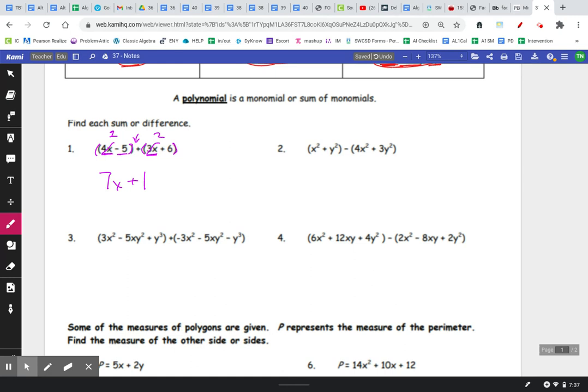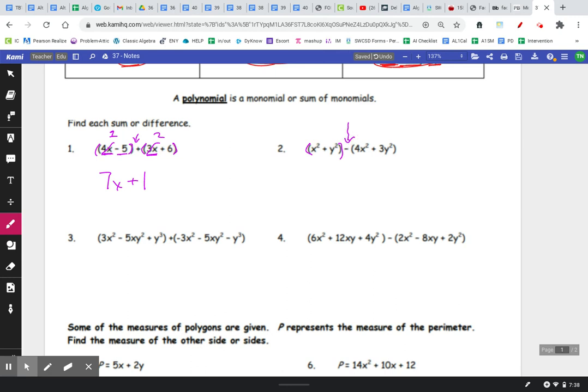All right, we're going to look right here at example number 2. In example number 2, we need to pay attention to, do they have the same variable, and do those variables have the same exponent, okay? So what I'm seeing here, I'm going to look at my first binomial again. I see x to the second power plus y to the second power. That's my first binomial. I see this time I'm subtracting. How do I know that? There's a minus sign.